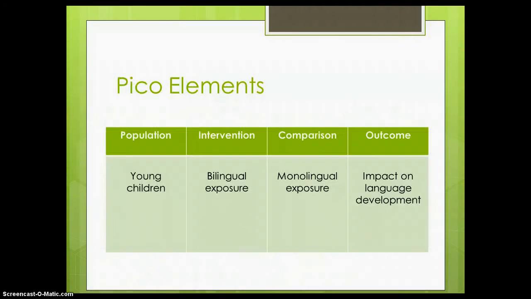From this scenario, I developed the following PICO elements. Population was young children, the intervention was bilingual exposure, and the comparison was monolingual exposure, with the outcome being the impact on language development.